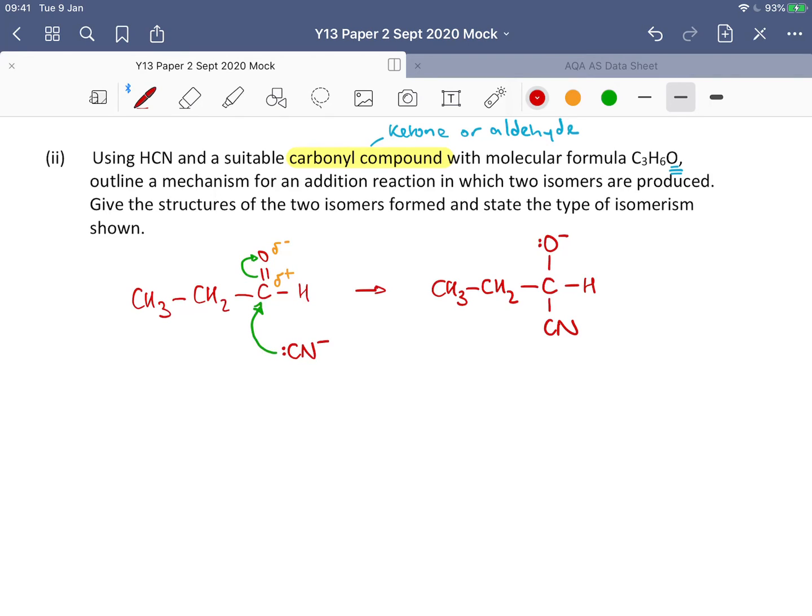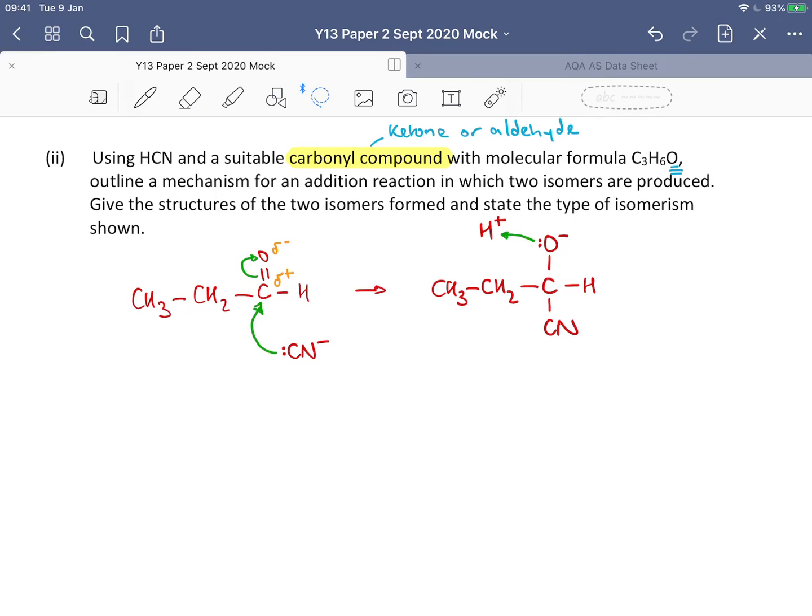So it was hydrogen cyanide we were using. This is where the H comes in. So this is H+. And you will never draw an arrow from an H+. You will always be drawing an arrow to an H+. And that will be from that lone pair on the oxygen.